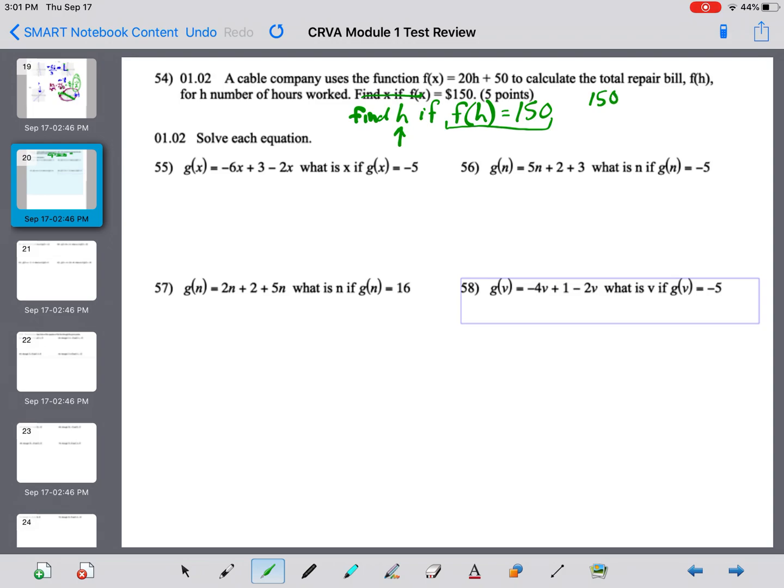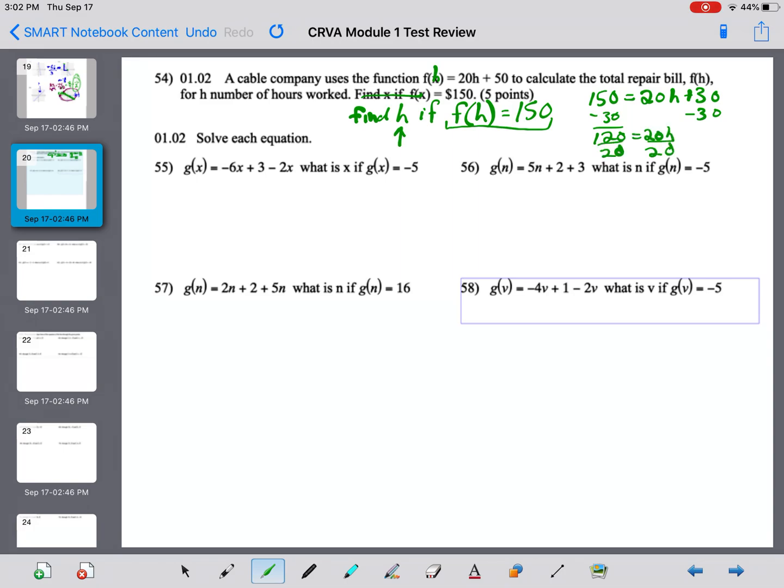So we plug in 150 for f of h, because f of h, or f of x, sorry for the confusion, let's change that to h. There should not be two different inputs, folks. That is my bad typing. Apologize. So f of h is 150, so that goes in place of 150. And now we can solve for h to figure out the number of hours worked to get charged $150 total.